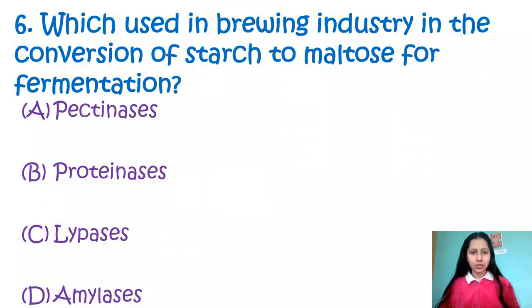Question number 6. Which is used in brewing industry in the conversion of starch to maltose for fermentation? Option A pectinase, option B protease, option C lipase, and option D amylase. So in the brewing industry, which enzyme is used for starch to maltose conversion during the fermentation process? It's the amylase enzyme, or to be more specific, alpha amylase. So option number D is correct.